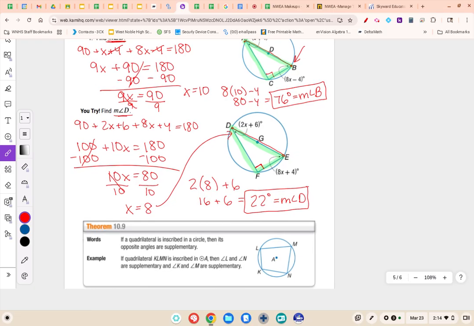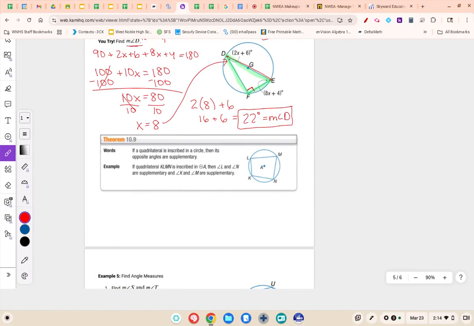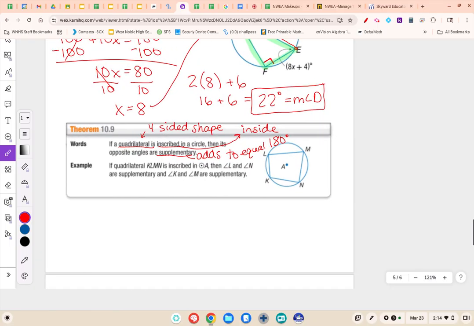Okay, we have another theorem that says if a quadrilateral is inscribed in a circle, then its opposite angles are supplementary. Remember, quadrilateral means four-sided shape. Inscribed means it's inside the circle. And supplementary means they add to equal 180 degrees. So those are all old vocab words.